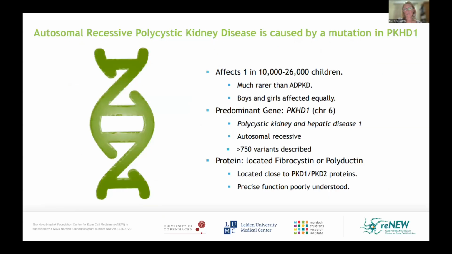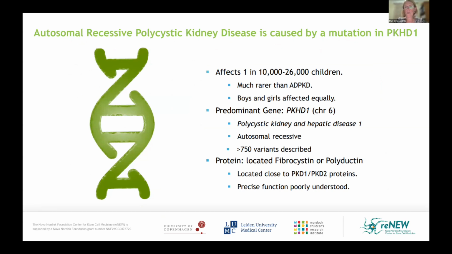I want to talk mostly now about autosomal recessive polycystic kidney disease. ARPKD is much rarer than ADPKD, 1 in 10,000 to 20,000 children. It is caused by a mutation in a different gene, PKHD1, and it's what we call autosomal recessive. The gene makes a protein called fibrocystin or polyductin. We really don't understand what this protein does.